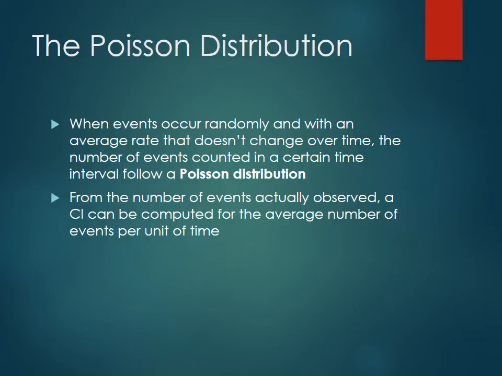By looking at the number of counts over a certain period of time or certain intervals, this will be referred to as a Poisson distribution. And from the number of events that are occurring, we can actually generate confidence intervals as well to determine how likely it is that the results that we're getting are representing the true population mean.